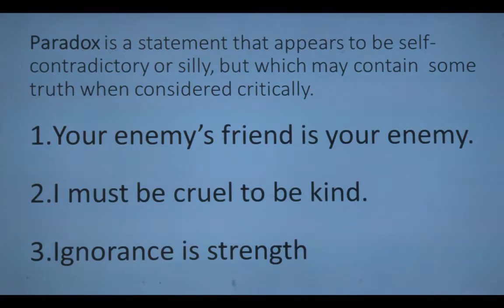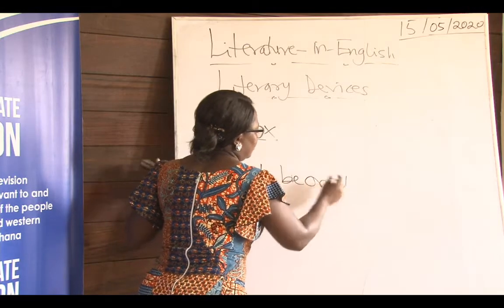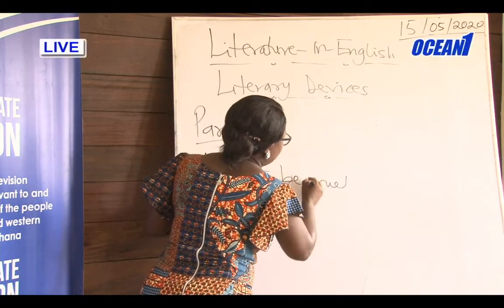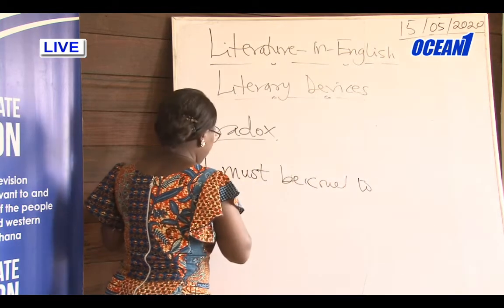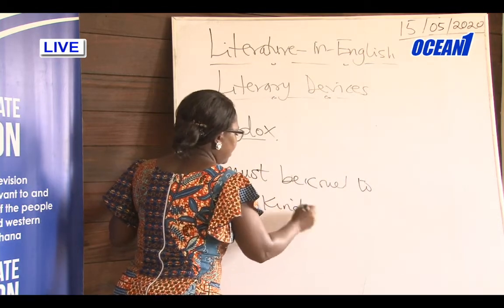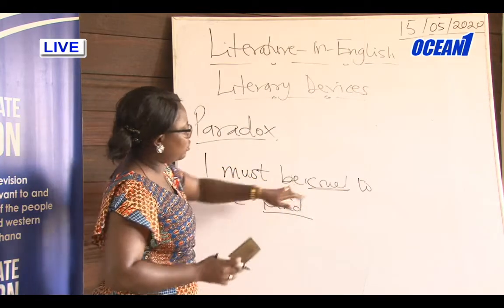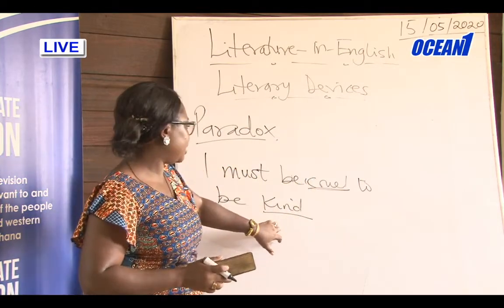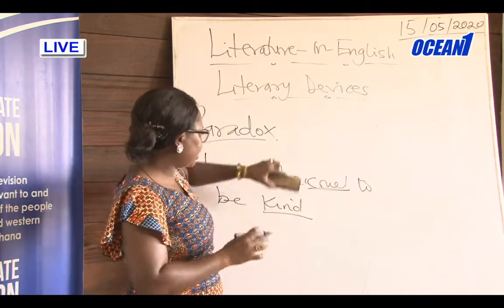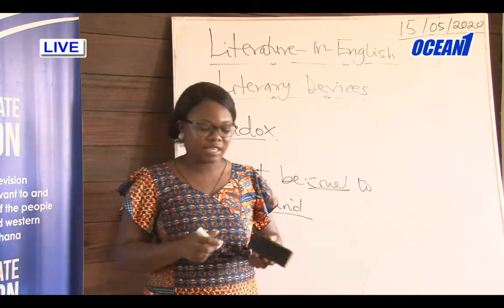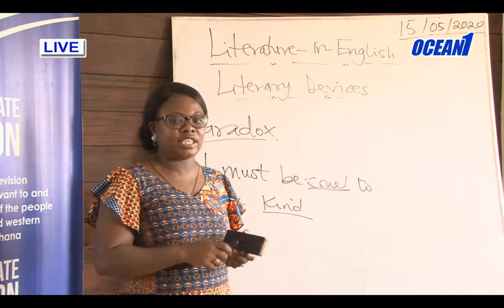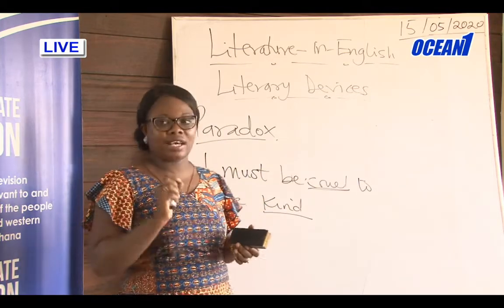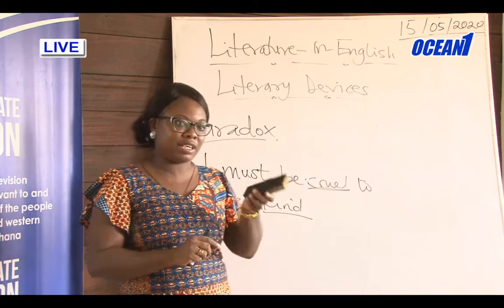Then the next one is, I must be cruel to be kind. Here, the contradiction is cruel and then kind. This statement is said by Hamlet in William Shakespeare's Hamlet, the Prince of Denmark. Hamlet wanted to revenge the death of his father by killing his uncle Claudius, who married the mother Gertrude.